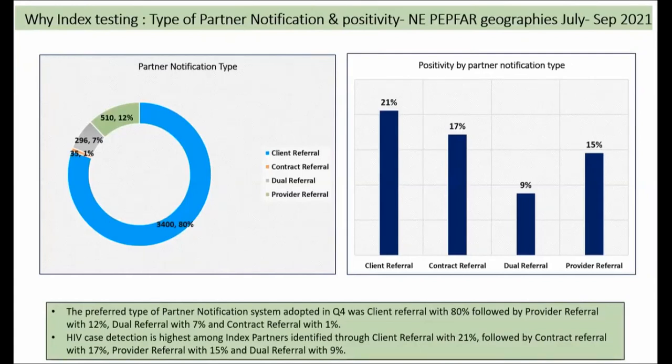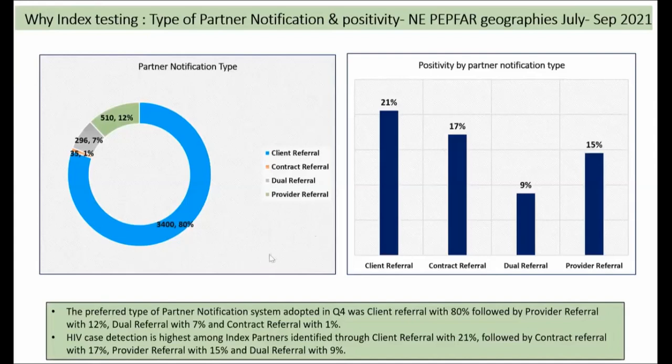The majority of them definitely chose client referral, 80% accepted client referral. But the positivity was not only from client referral. Among the contacts from the index cases who accepted client referral, 21% were positive. Similarly, among those who accepted provider referral or contact referral, we got 15 to 17% positivity. Even those who accepted dual referral, 9% were positive. So positivity is there in other methods of partner notification as well.